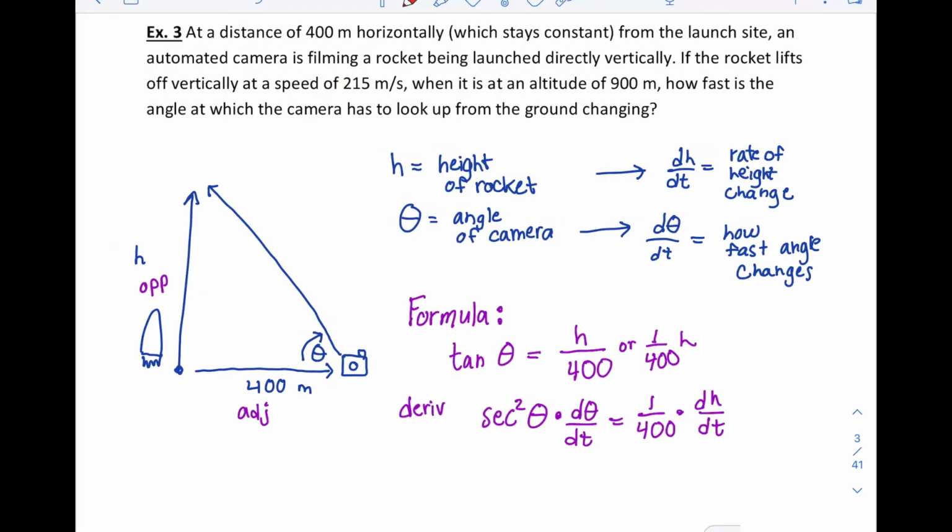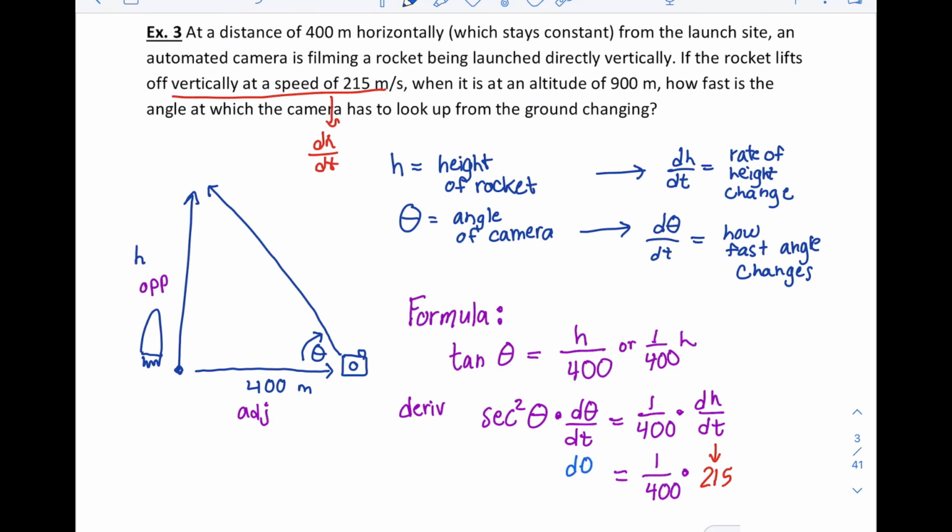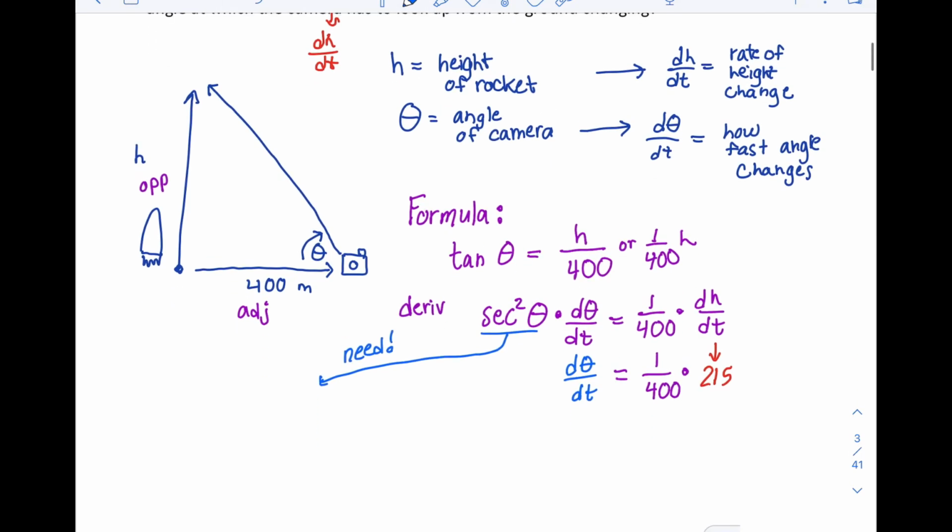And then if I substitute in what I know, the speed of my rocket, so the rate at which its height is changing vertically, is 215 meters per second, so I'm going to plug that in, multiplied by my 1 over 400. I'm looking for d theta/dt, so I'm not going to know it. That's what I'm trying to solve this problem to figure out. But I still need some more information, because right now I can't solve for d theta/dt if I'm missing secant squared of theta. So I need that, and I can figure it out.